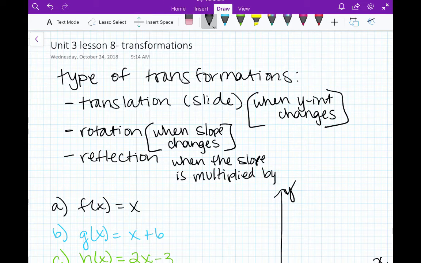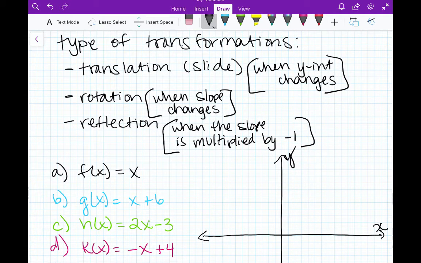So we're going to look at some examples of transformations, and it's possible to have more than one transformation when you're looking at a couple different functions. So we'll notice that as well.